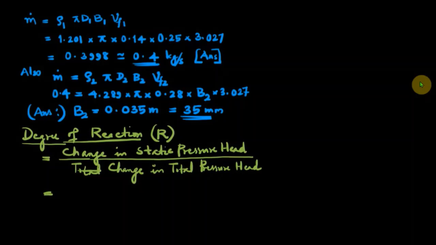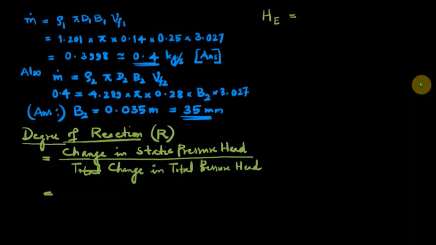So therefore, for obtaining the change in static pressure head, let us consider the Euler's pressure head. Euler's, that is a total pressure head. So the change in total pressure head, or the head impressed by the impeller on the fluid as it passes through the impeller.